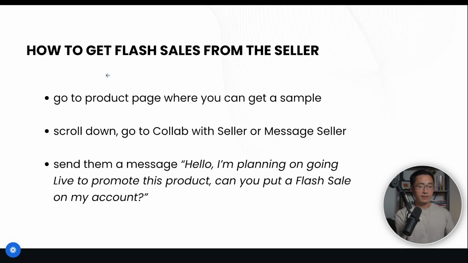So this is how to get a flash sale from the seller. You can go to the product page where you can get a sample. Scroll down, go to collab with seller or message seller, and just simply send them a message. You can say, hello, I'm planning on going live to promote this product. Can you put a flash sale on my account? It's as simple as that. And once they approve it, and they almost always do, you'll be able to see the flash sale in your account.